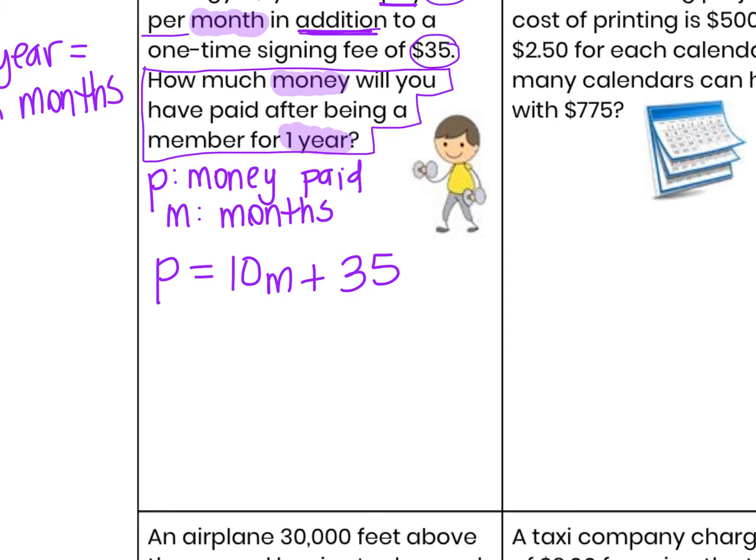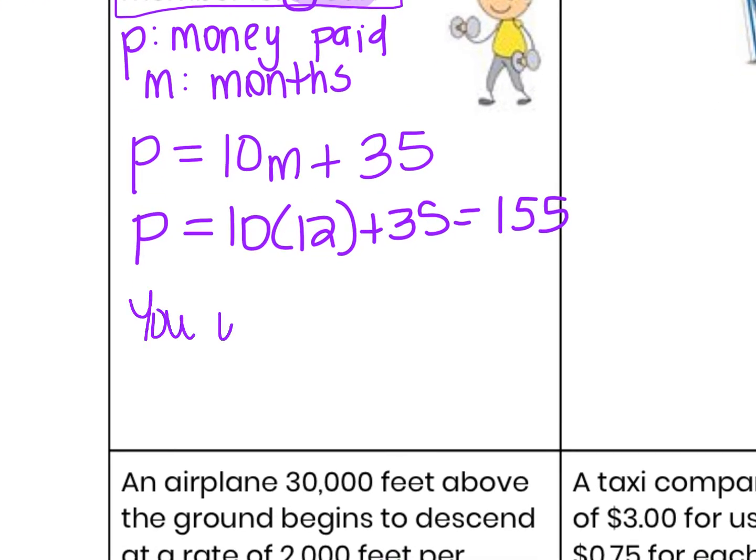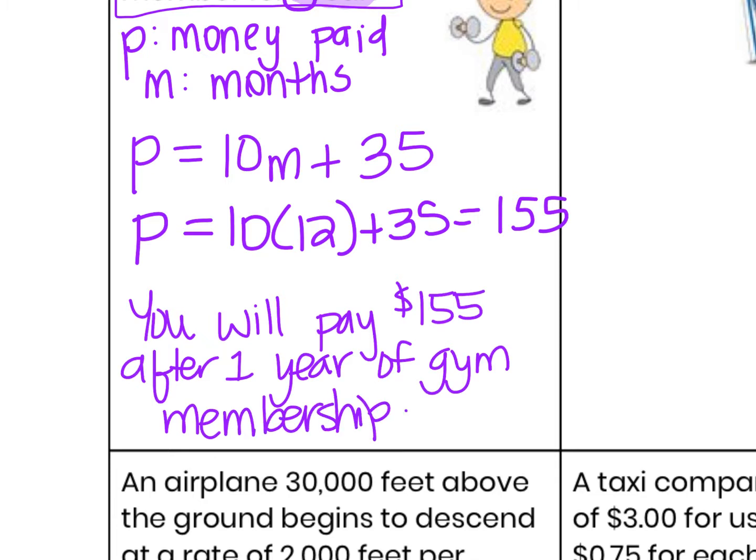So last and final step says to solve and then write a sentence. If we want to know how long it's been after 1 year, we're going to plug in 12 where the months is at. Which gives us 155. So let's write this as a sentence. How much money will you have paid after being a member for 1 year? You will pay $155 after 1 year of gym membership. So pretty simple, right? Let's do one more example.